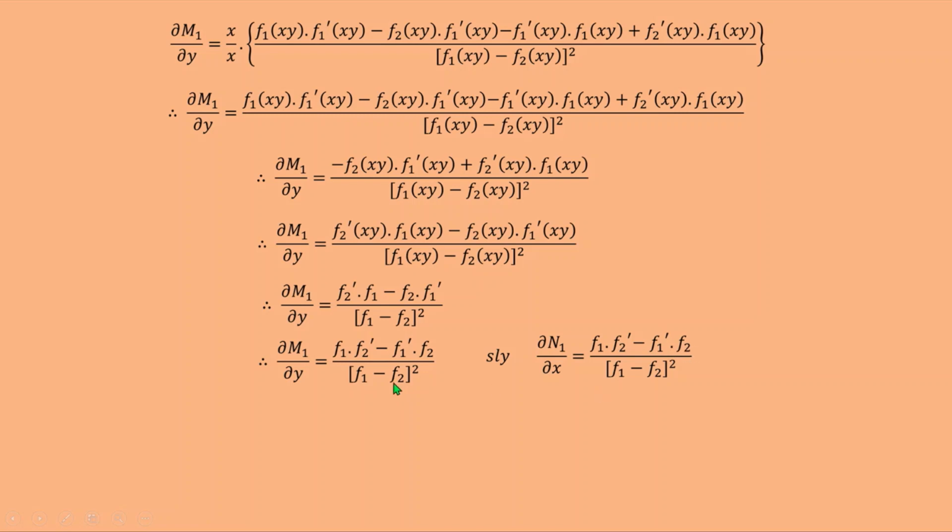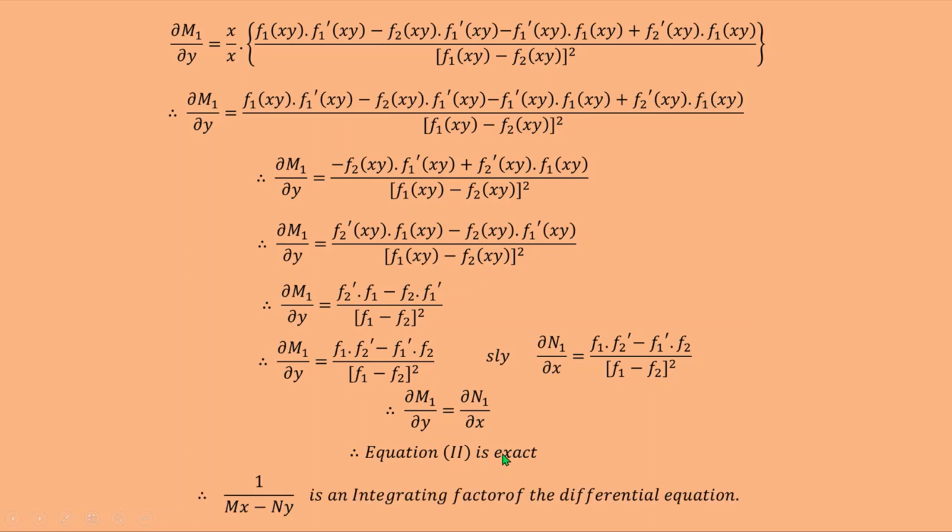Similarly, we can find ∂N1/∂x as [f1 f2' − f1' f2] upon [f1 − f2] whole square, and therefore both these values are same, meaning the partial derivative of M1 with respect to y and the partial derivative of N1 with respect to x are both same, and therefore the new differential equation 2 is exact. We multiply equation number 1 by 1 upon Mx − Ny, we get the second equation, and that second equation is exact, meaning 1 upon Mx − Ny is an integrating factor of the differential equation 1. That is the proof of that rule.